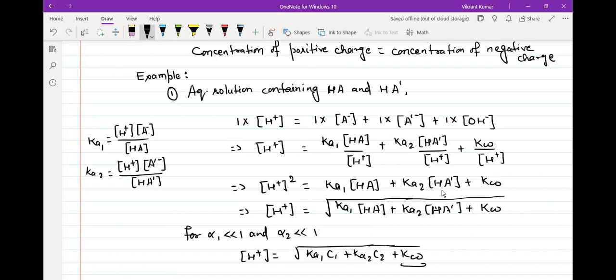Normally you'll be getting Kw value much less than the rest, right? Okay? If it is less than 1/10 of the remaining part, then we can ignore it. And this is an acidic solution, so definitely we know that this 10⁻14 will be quite small. That's why we can neglect that.